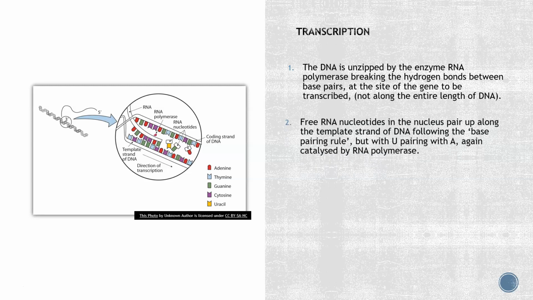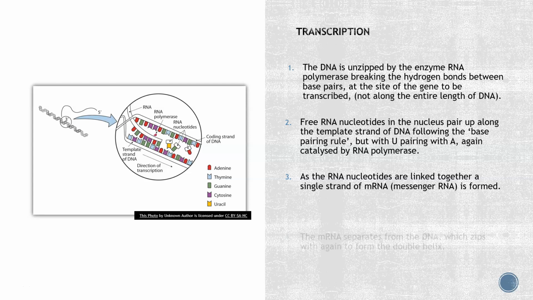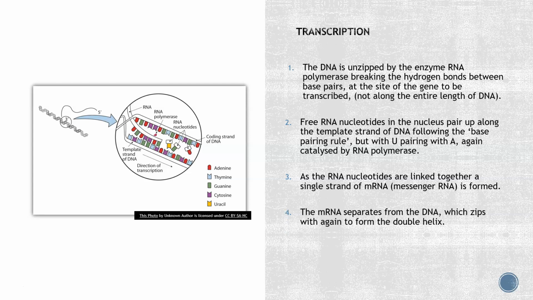Now, we've got our RNA nucleotides floating around in the nucleus. They're going to come along and pair up with the strand of DNA that's being copied. So that section of gene, they come along, base pairing. Remember, we're now making a molecule of mRNA, so uracil is going to pair with adenine. The RNA polymerase, as those nucleotides pair up, is then catalyzing the chain to make the mRNA polymer. That then forms that single strand of messenger RNA.